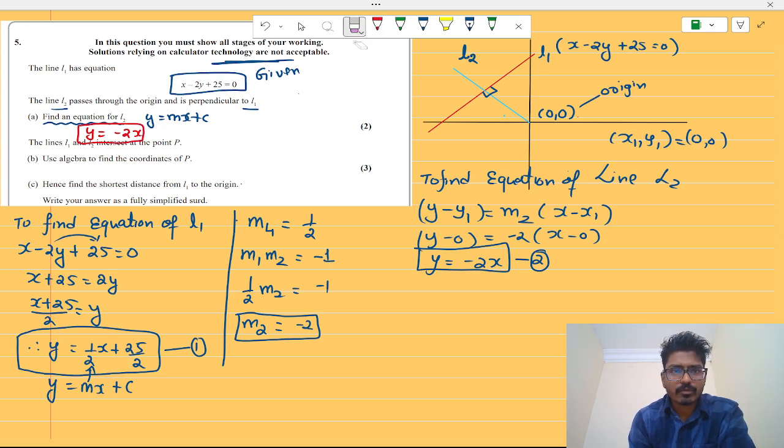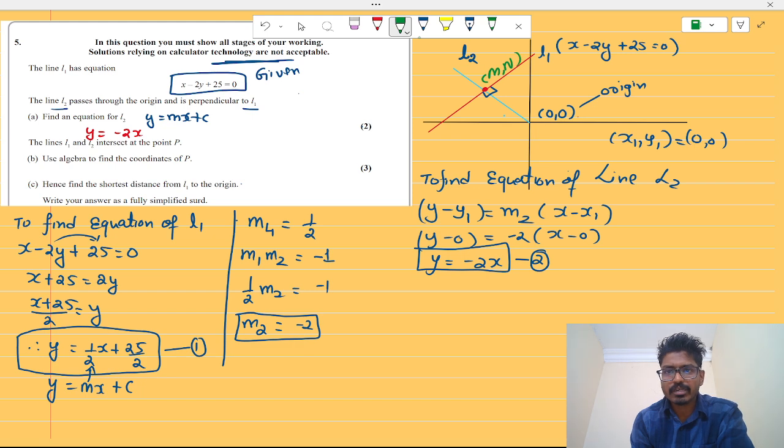Next, as per the question, the line L1 and L2 intersect at point P. Let's say here is the point where it is intersecting. Let us take that point as M and N.